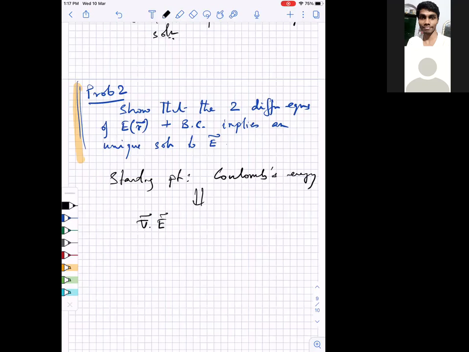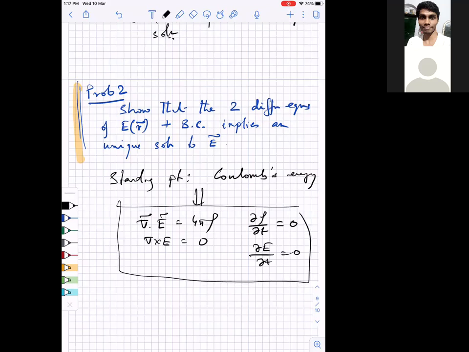And from there, we have derived that the divergence of E should be 4 pi rho, and the curl of E should be zero. And because we started with Coulomb's energy, so it was electrostatics, the two other things that we have over here are del rho by del t equal to zero, and del E by del t equal to zero. Okay, so these are my equations of electrostatics.